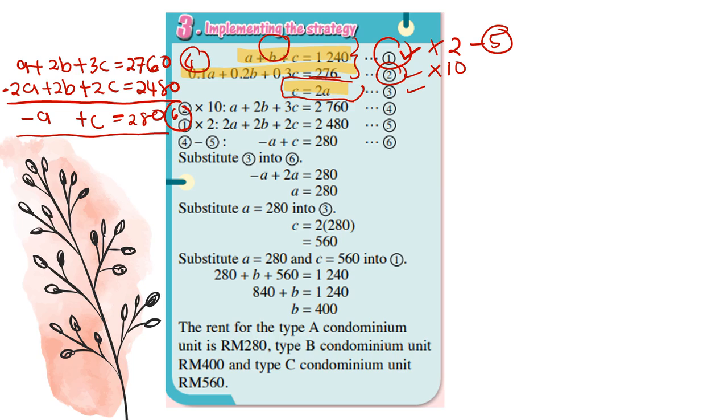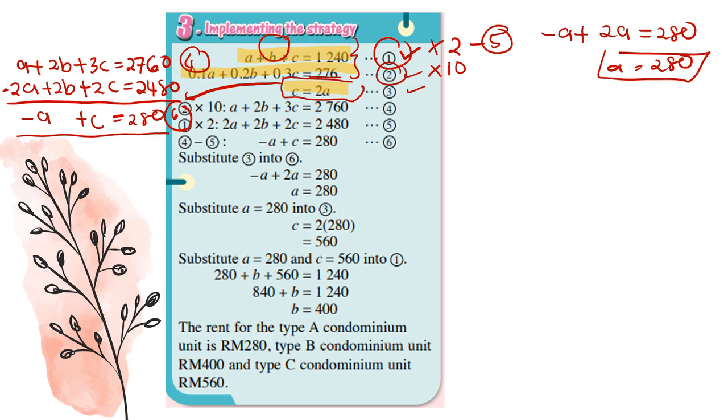Okay, so now the equation is left with A and C. This is equation number 6. If you observe here, C is equal to 2A, equation number 3. So you can substitute C into my new equation, which is equation number 6. Here, negative A plus C, C is 2A, is equal to 280. So you can solve here. 2A minus A is equal to 280. So now you have the value for A.